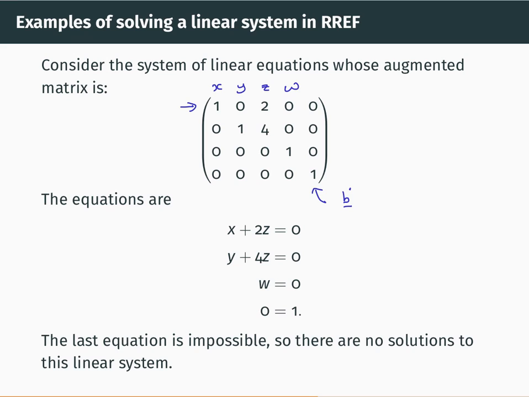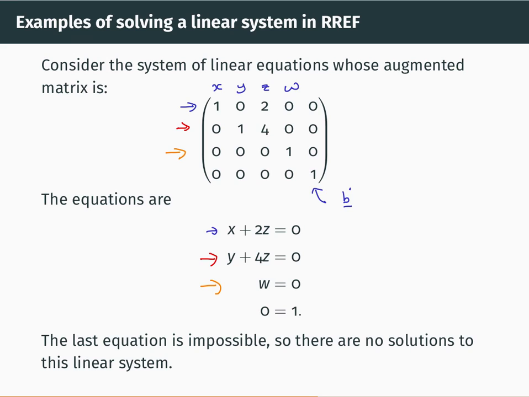The next equation from row 2 would say that y plus 4z was equal to 0. So that's row 2. Looking at row 3, this equation would say that w is equal to 0.